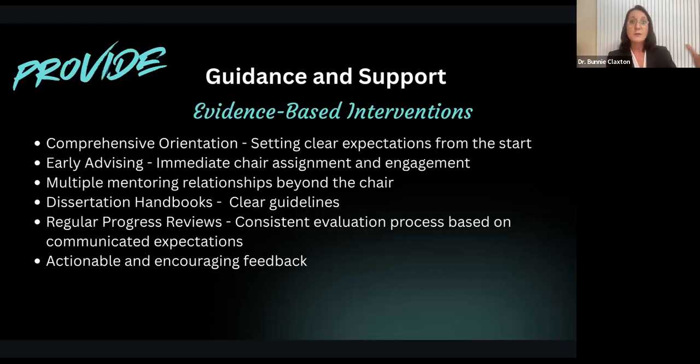You introduce yourself, you let them introduce themselves to one another, and you start to build that relationship right there at the very, very beginning. Now the students are not working in isolation, and they have somewhat of a support team there. They can support one another so that everything doesn't fall on the faculty member, but the leadership does, the guidance does. So that leader, that chair is setting these clear expectations and a warm welcome environment right from the beginning of their dissertation. We give them early advising and immediate chair assignment and engagement.